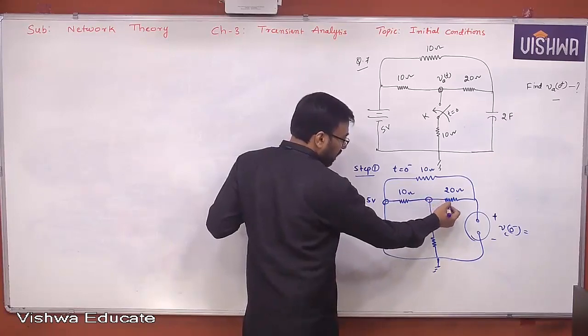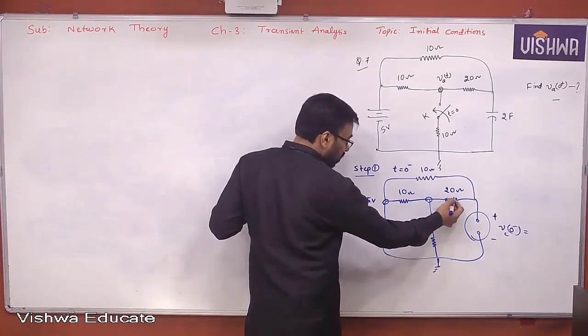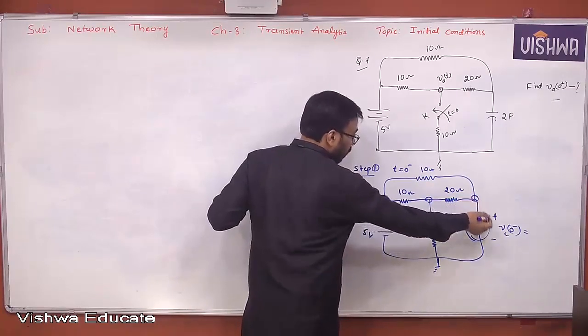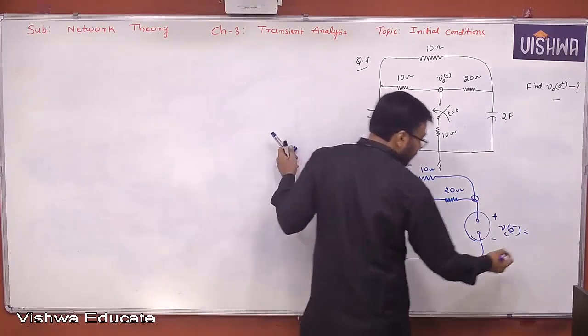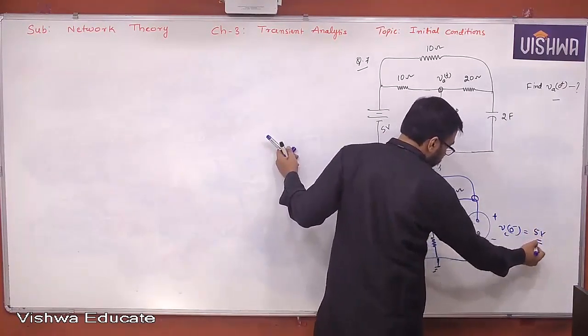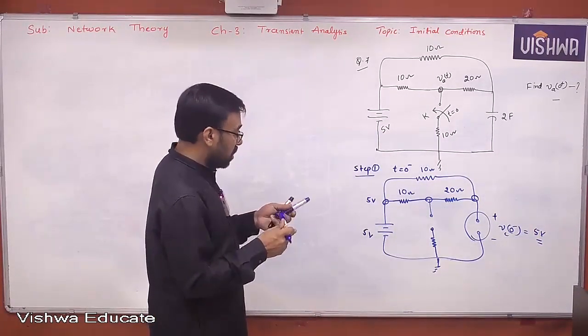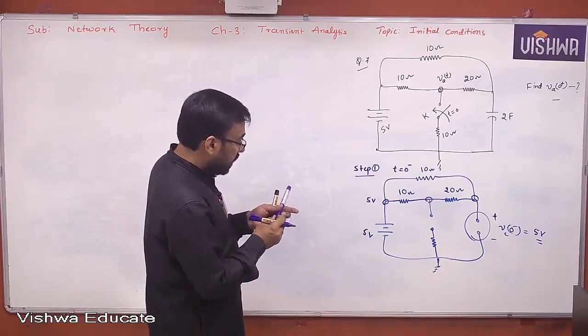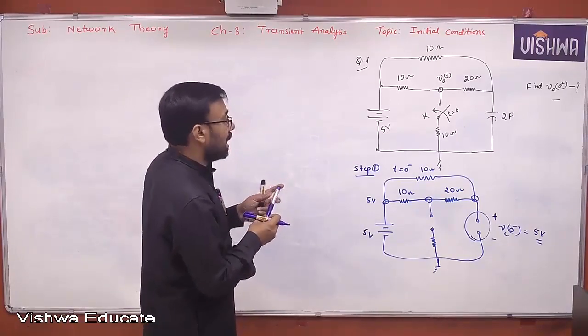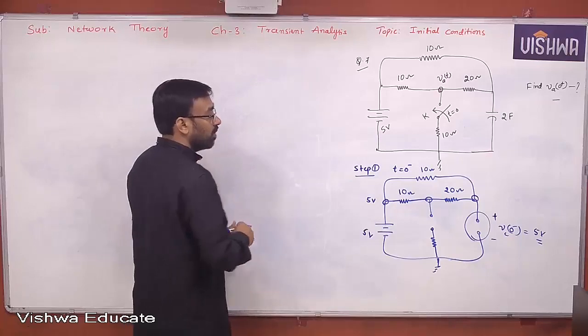Do you expect any current in this here? No. Therefore, the drop is 0. Here also it is 5 volts. So finally, VC of 0 minus is how much? 5 volts. Getting all of you? Okay. Now, we use that information when we construct T equal to 0 plus equivalent. Understand all of you? Okay.